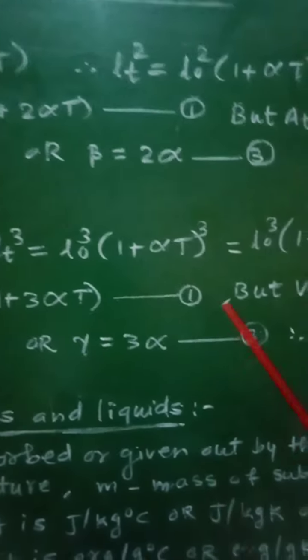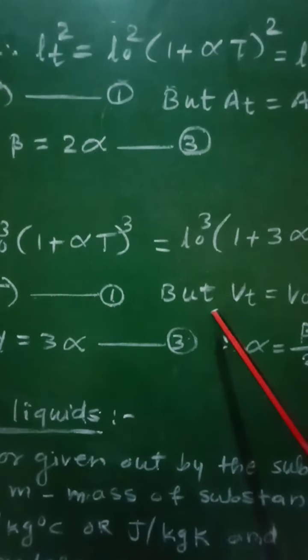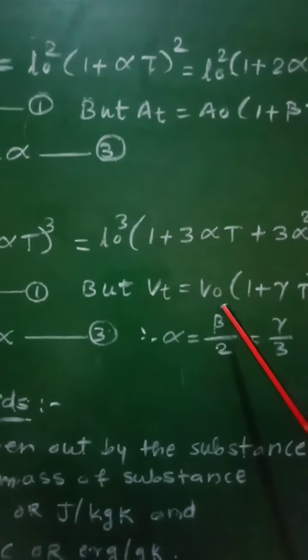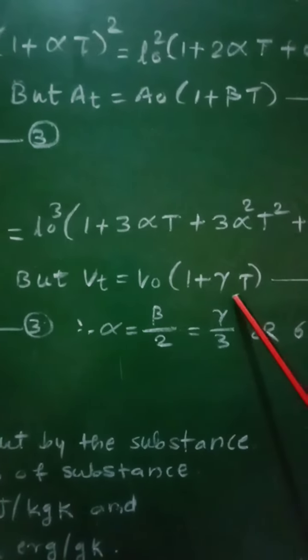But by the concept of volume expansion, we can write the final volume phi T is equal to phi 0 into 1 plus gamma T.